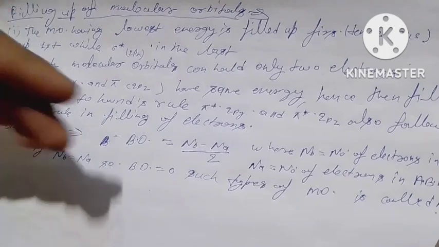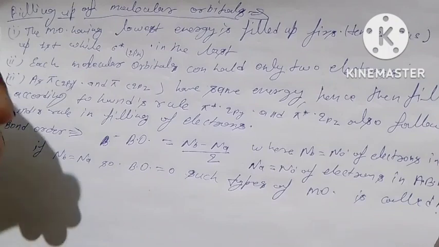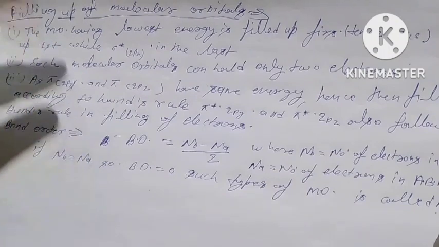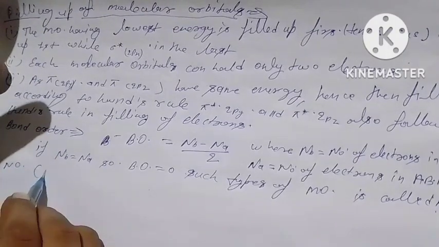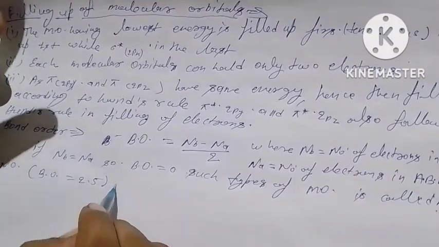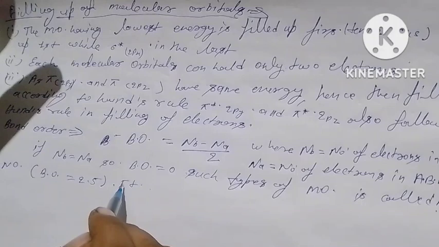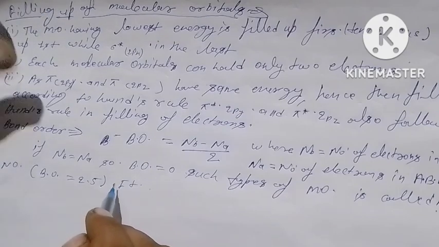The bond orders 1, 2 and 3 represent single, double and triple bonds. It can be fractional also, for example bond order equal to 2.5. It also indicates the stability of bonds. It is obvious that the higher the bond order, the shorter the bond length and so the greater the bond strength.